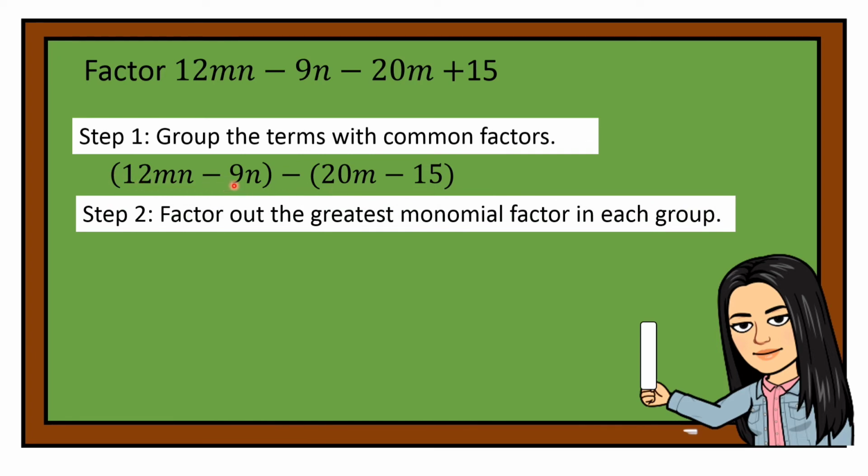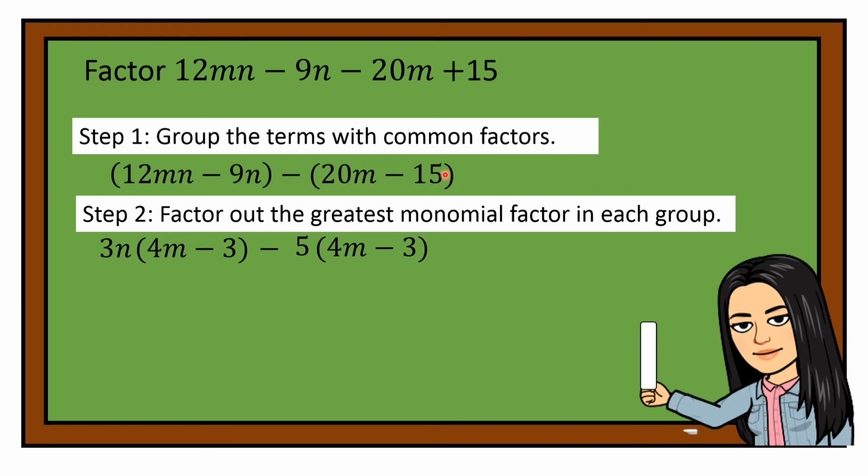In the first group, our greatest common monomial factor is 3n. Next, divide 12mn by 3n, and then 9n divided by 3n. So, our quotient is the quantity 4m minus 3. Next, copy the operation, which is subtraction. And the greatest common monomial factor of 20m minus 15 is 5. So, 20m divided by 5 and then 15 divided by 5 is equal to 4m minus 3.